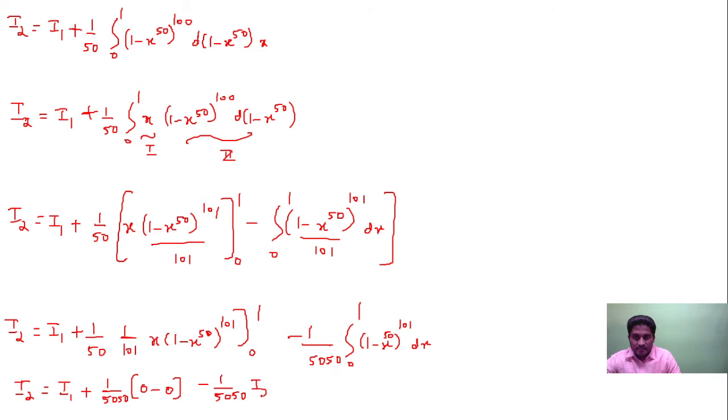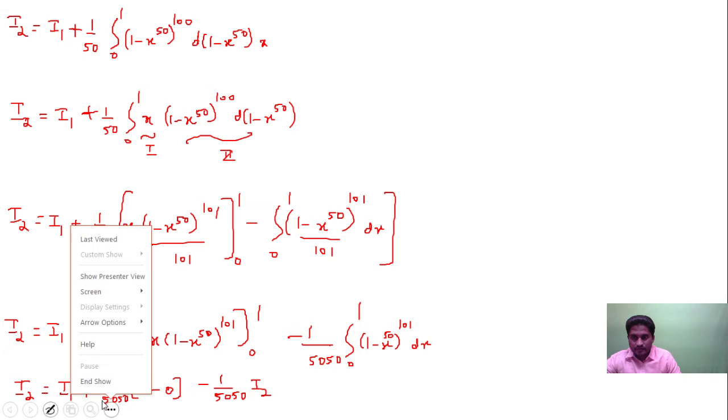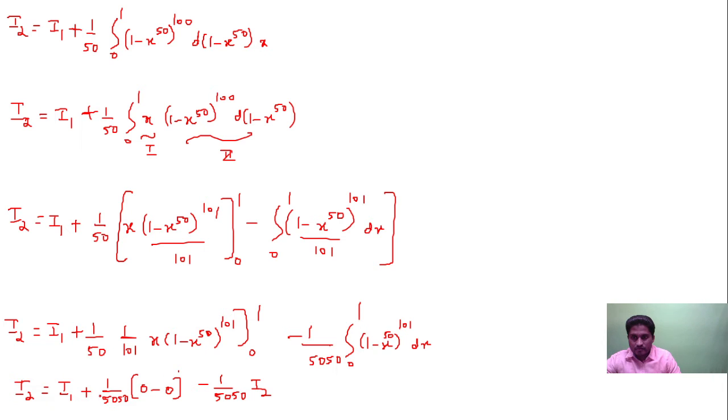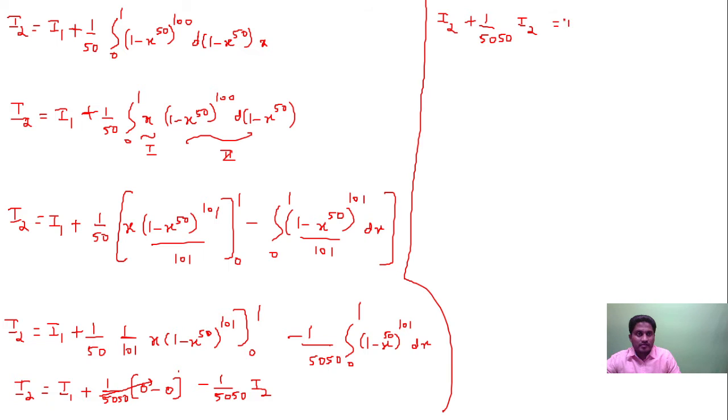You shift it to the left side. Anyways, this is 0, everything will be 0. I can write this as I2 plus 1 divided by 5050 I2 is equal to I1. I'm going to take I2 common and cross multiply. You get 5051 upon 5050 is equal to I1.